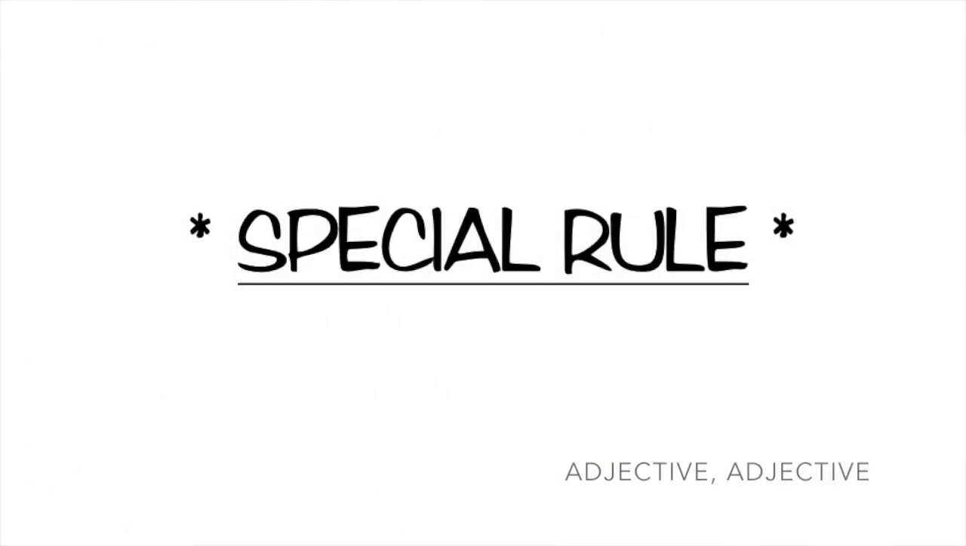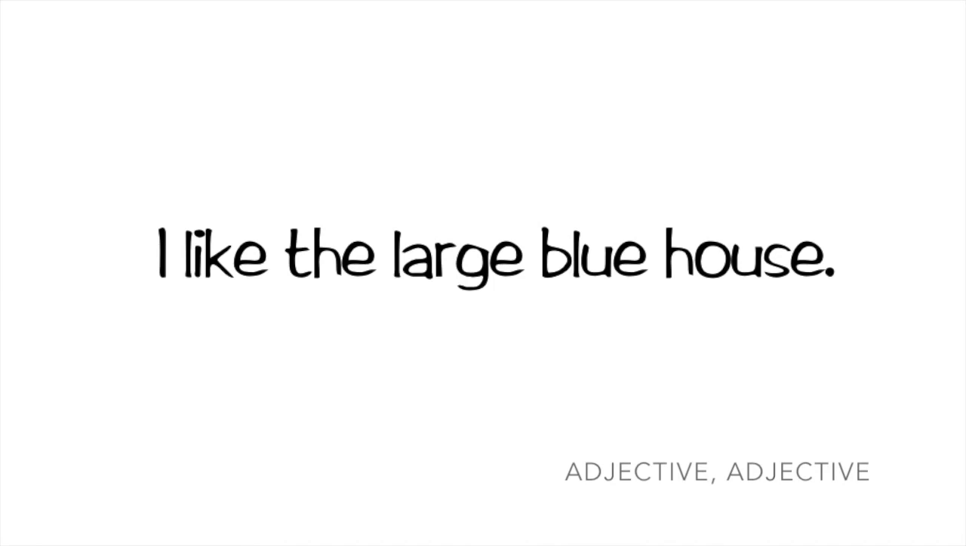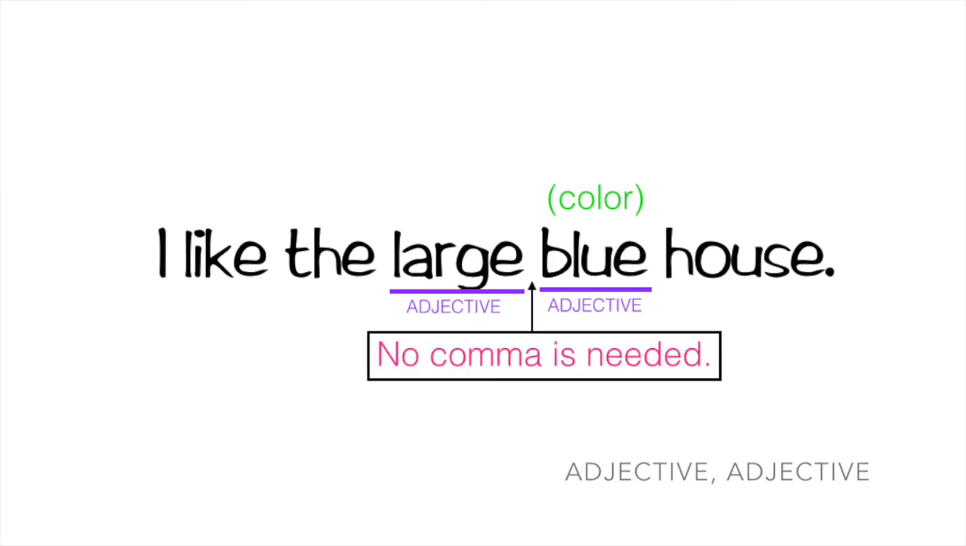In the adjective comma adjective concept, there is a special rule. A comma is not needed if one or both of the 2 adjectives is a color or number. Here's an example. I like the large blue house, where large and blue are both adjectives, but since blue is a color, a comma is not needed to separate the two adjectives.